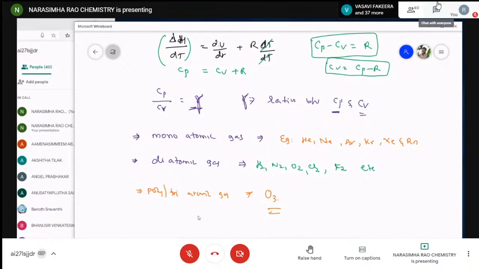Right, children. Now, degree of freedom is a characteristic of gaseous elements, children. Degree of freedom is denoted by F.